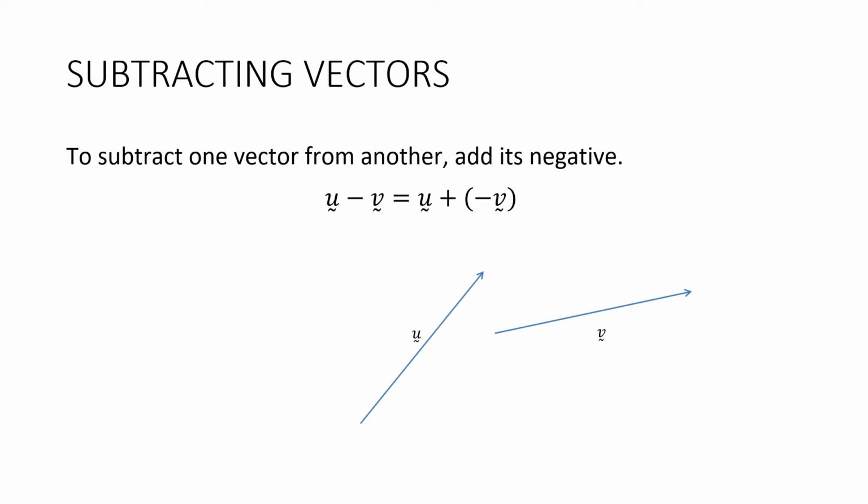If we want to subtract a vector from another, we add its negative. So remember how to do the negative? We're going to take v and turn it around. So there's negative v. Now we're going to add those 2. So we want the combined displacement. We start from the beginning of u and go to the end of negative v. So there's u, take away v.